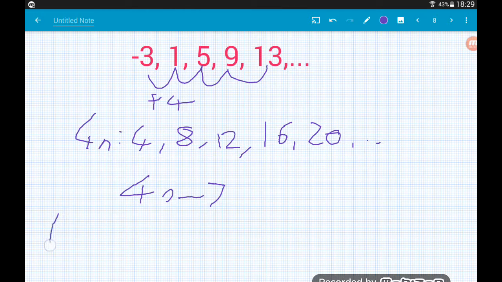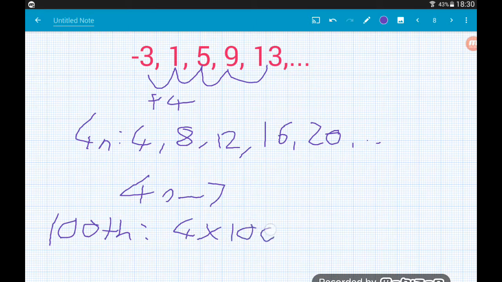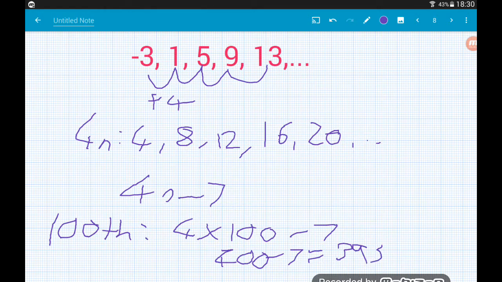Let's say here that we wanted to work out the 100th term. Then we're going to get 4 times 100 minus 7. 4 times 100 is going to give us 400 minus 7, and that will give us 393. Okay, let's check out another one.